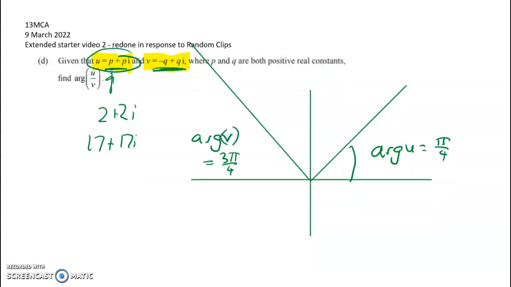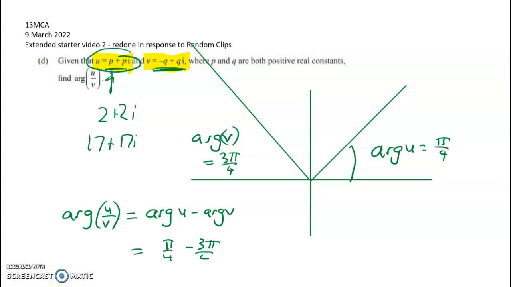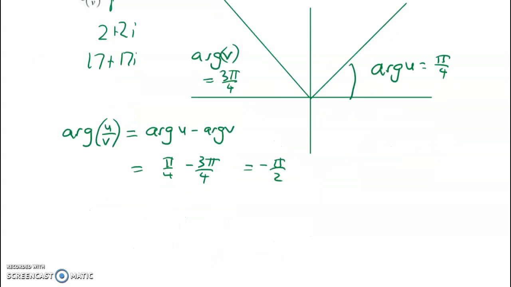And we know from when we worked with polar form that when I've got a quotient, one complex number divided by another, we can just subtract the arguments. So the first way to do it is just to say, well, we've got pi on 4 minus 3 pi on 4, and that gives me negative pi on 2. So that's method 1. So now let's take a look at method 2.